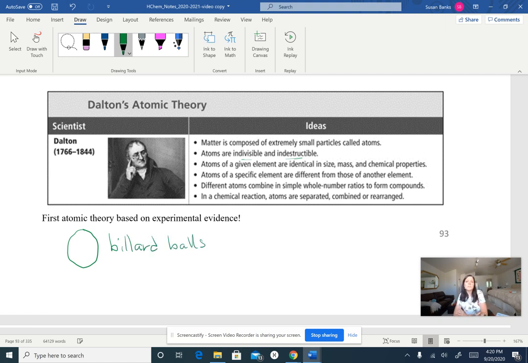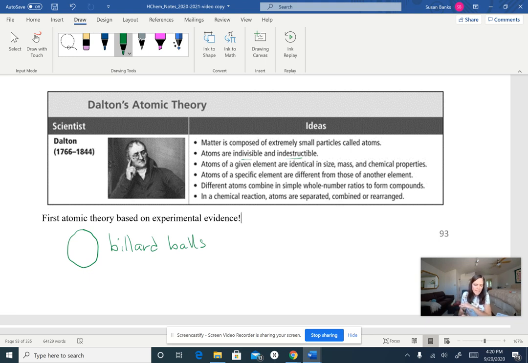Now, we don't really play what we say billiards in the United States. Billiards in the United States is called pool. So he thought of atoms as little tiny pool balls that are hard and indestructible. We can't cut them, we can't destroy them.